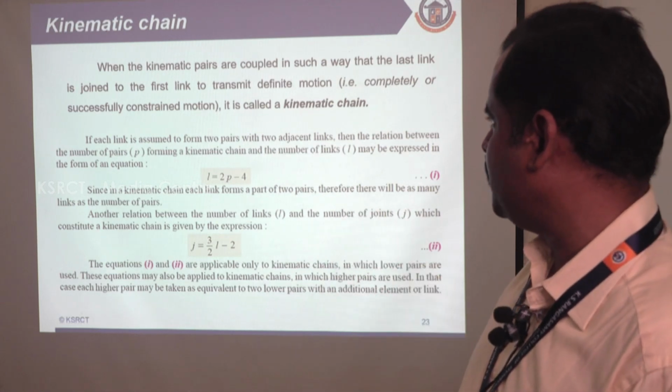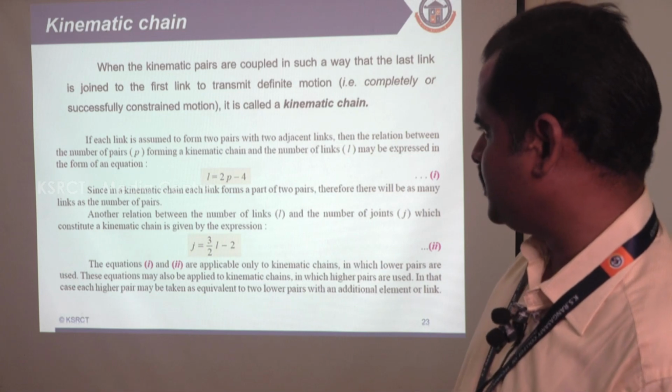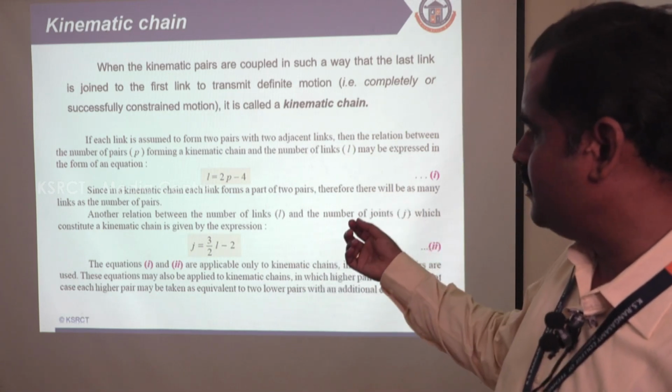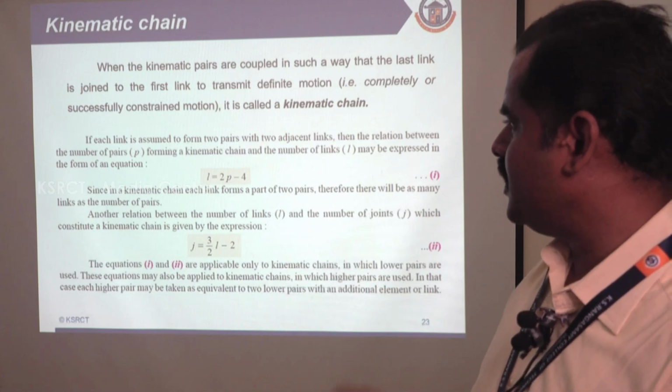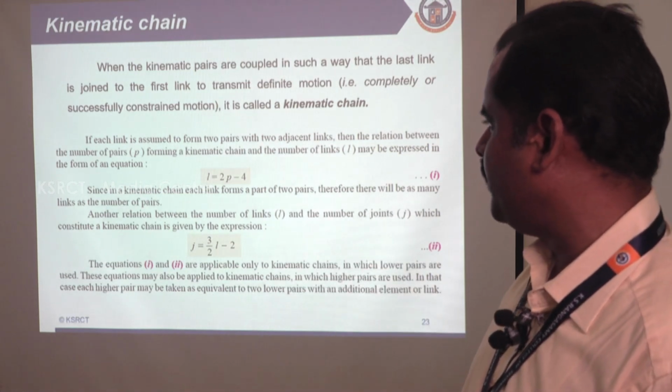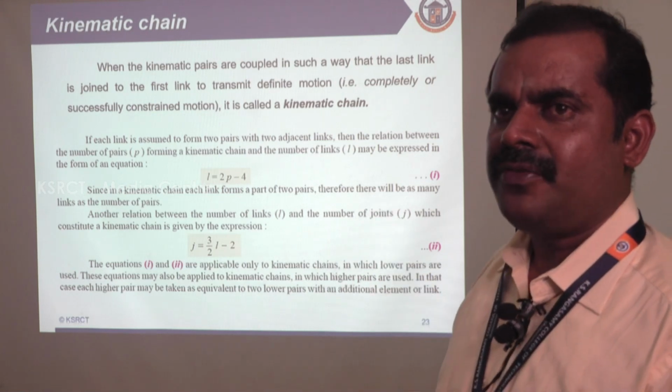L is nothing but your number of links, p is nothing but your number of pairs. If you have relation between the joints and links, we can use the next formula. J is equal to 3 by 2 into L minus 2, where J is your number of joints and L is your number of links.